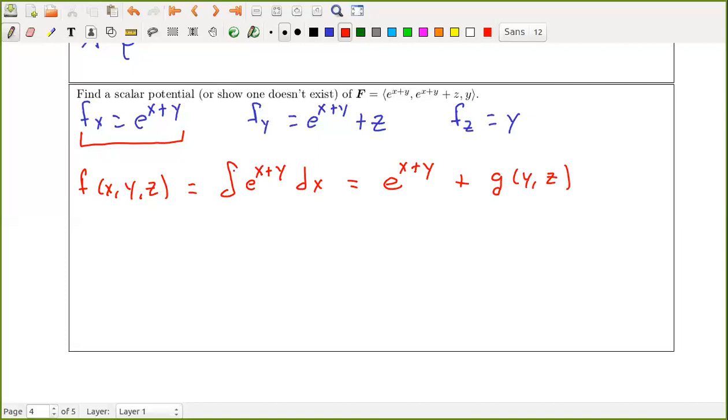Okay, because if the x derivative is equal to e to the x plus y, then any function of this form is going to have an x derivative equal to e to the x plus y, because the derivative of g of y, z with respect to x is equal to 0. Okay, and now I want to use these other two pieces of information to figure out what g should be. So now I'm going to switch to green, and I'll work on this.